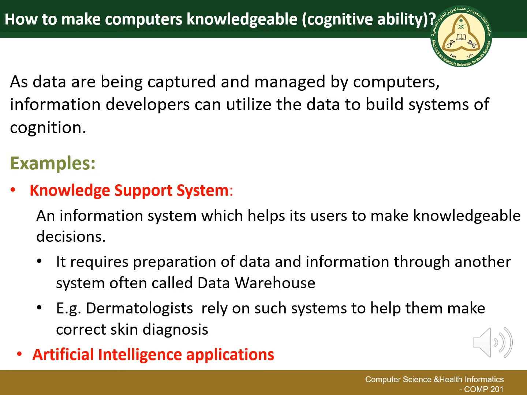In order to make a better decision, it requires a preparation of data and information through another system, which is called a data warehouse. So what is a data warehouse? A data warehouse is a database that contains a huge amount of data that is used to make a decision. So this information system is linked to another database, which is called a data warehouse, so that the data warehouse helps me, through my use of the knowledge support system, to make a knowledgeable decision.